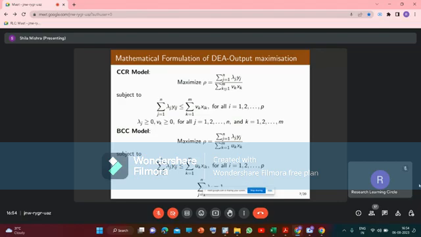Now, how does one identify where my decision making unit falls? As I mentioned, the rate at which I'm increasing my input, the output would also increase at the same rate, which is a very strong assumption, right?